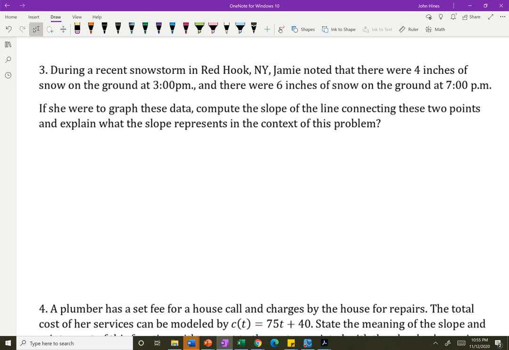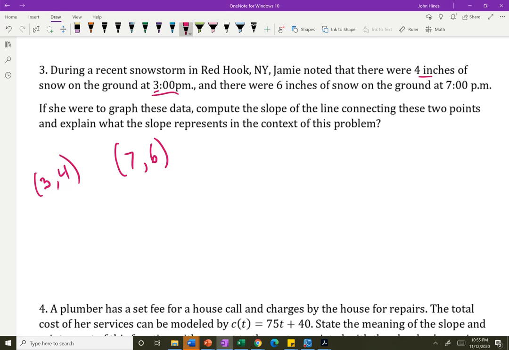So during a snowstorm, Jamie noticed that there were 4 inches on the ground at 3 p.m. So this is going to be the point, 3 p.m., I have 4 inches, right? Time is normally an x value. I'm starting with 3 p.m. The output is 4 inches of snow. And then I have 6 inches of snow at 7 p.m.